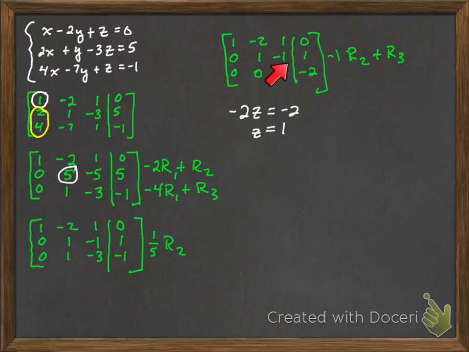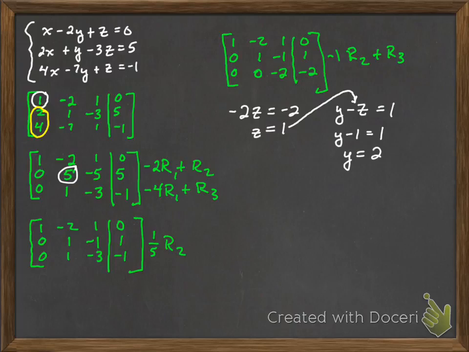Now we can write an equation with this middle row. This represents your coefficient on the y, this is coefficient on z, and this is your constant. So this is 1y minus z equals positive 1. And since we know what z is, we can plug it in, giving us y minus 1 equals 1, so y is equal to 2.